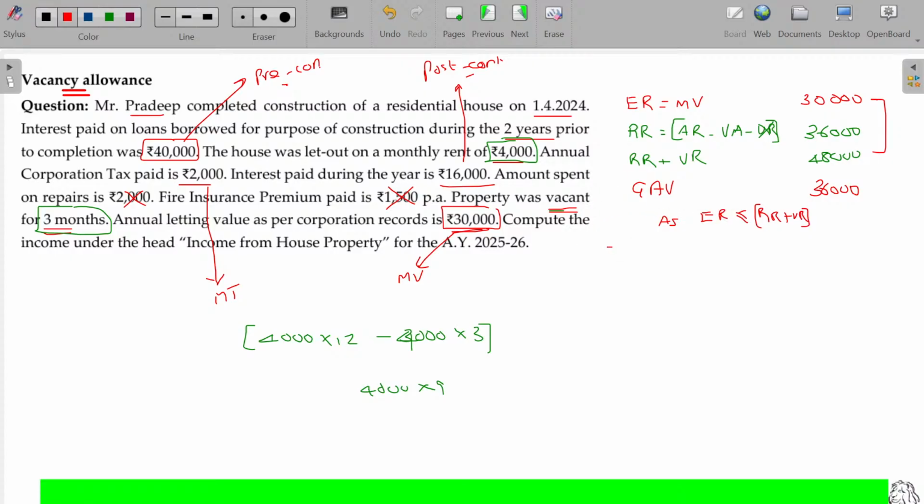From the GAV, I can subtract the municipal tax. The municipal tax in this case being 2,000 rupees. After subtracting municipal tax, the value what I get is NAV. From the NAV, 34,000, you can subtract two items. One is standard deduction, the section 24 clause A. Standard deduction, SD, which is 30% on NAV.